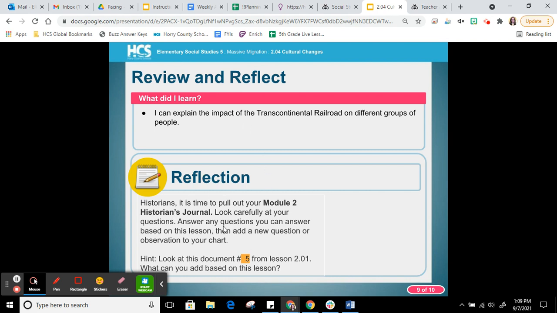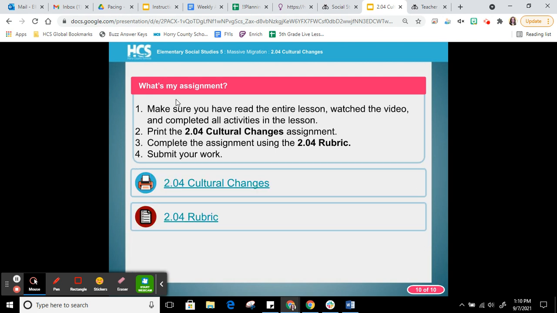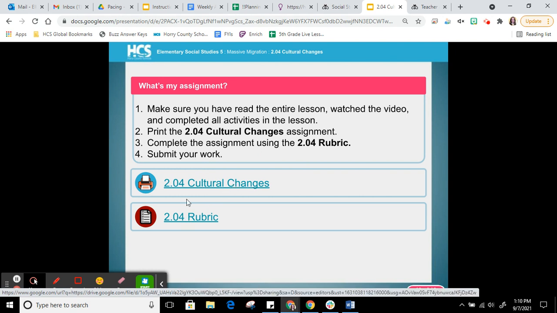Don't forget your reflection piece is to go back to your historian's journal and answer any of those questions that you might have on the K and the W section. It even gives you a hint to what document to look at. This one wants you to look at document 5 and add anything that you can from what you learned in this lesson. And then on the last page, you'll come across your assignment, which is 2.04. There's also a rubric that goes along with it, so make sure you take a look at that.